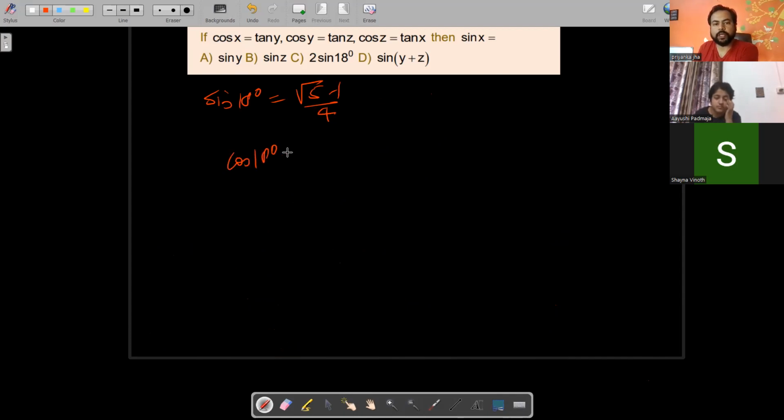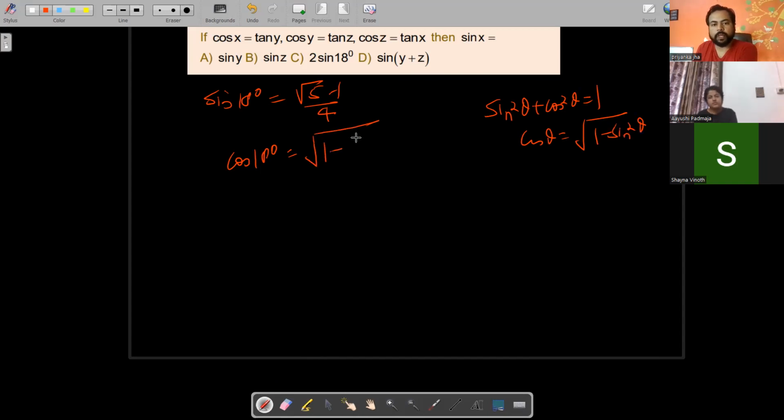Suppose you want to find cos 18. You don't need to do that much long thing. Don't apply the double angle formula here. Just use this identity: sine square theta plus cos square theta is 1. So cos theta would be what? Under root 1 minus sine square theta. So 1 minus sine square 18. You put this value here and calculate. No need to calculate now, right?